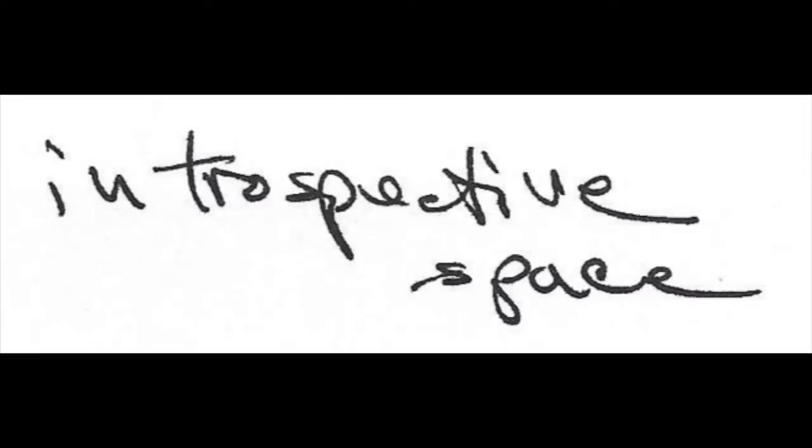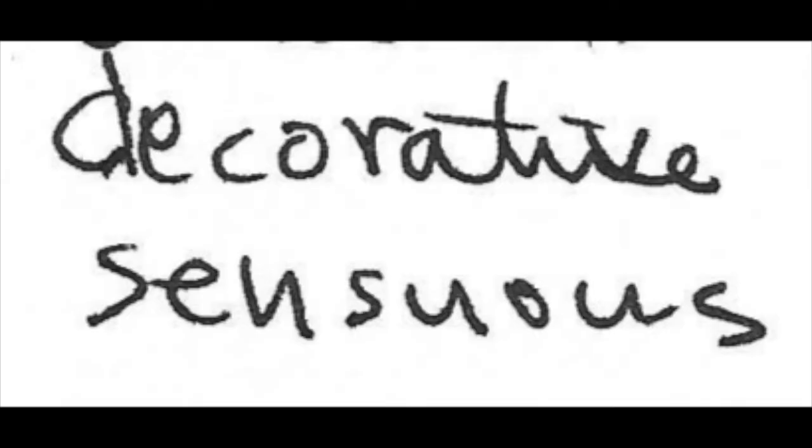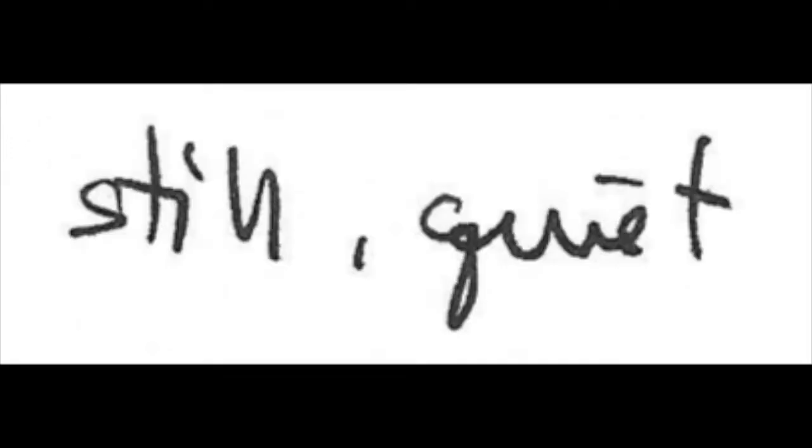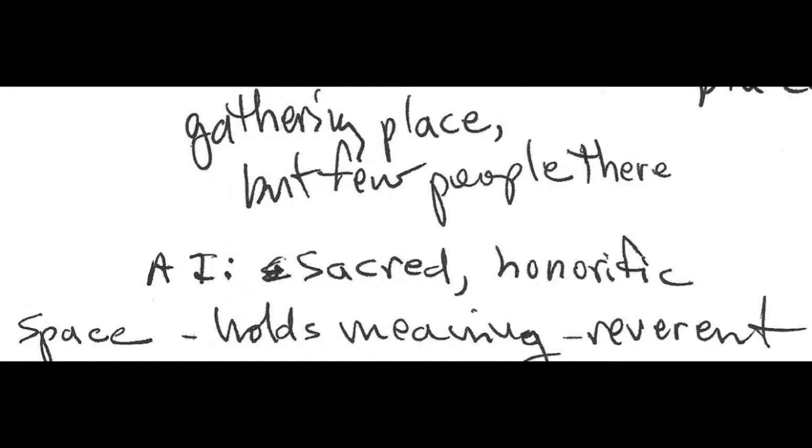Angela said this was an introspective space, that it was sensuous and quiet and architecturally unusual. She said it was a gathering place, but few people there, sacred, honoring space, reverent. Yeah, it's funny because on one end of the pool, you could see people having fun, but at different times while I was there, there'd be people in a corner just with their eyes closed, leaning back, and they're in their own internal space while they're soaking in the water.